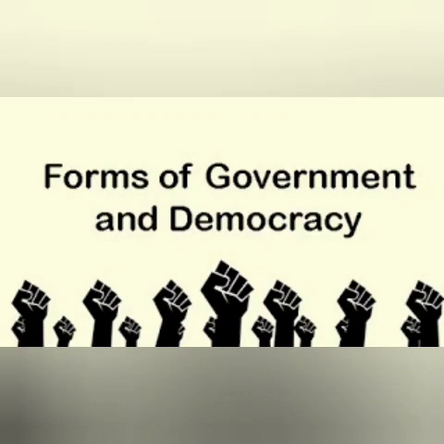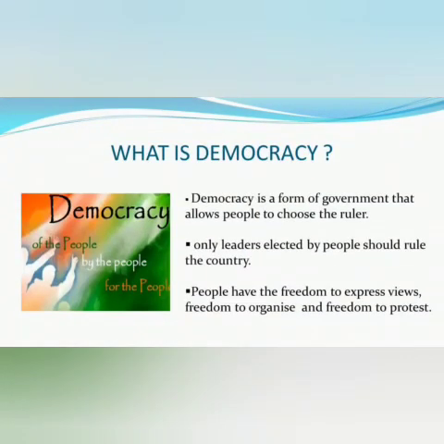Now let us enter into the subject. We will see the continuation of previous class, forms of government and democracy. What is democracy? Democracy is a form of government that allows people to choose the ruler. Only leaders elected by people should rule the country. People have the freedom to express views, freedom to organize and freedom to protest. In simple words, you can say a democracy is of the people, by the people and for the people.